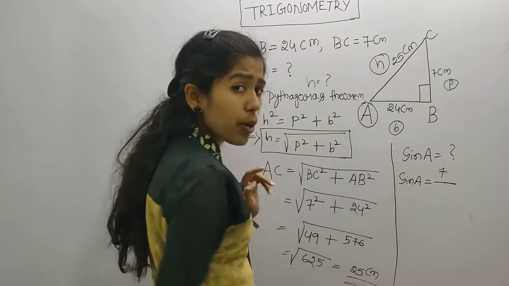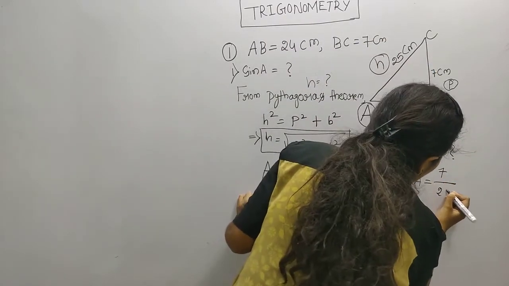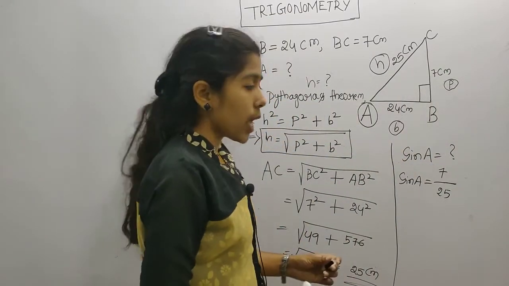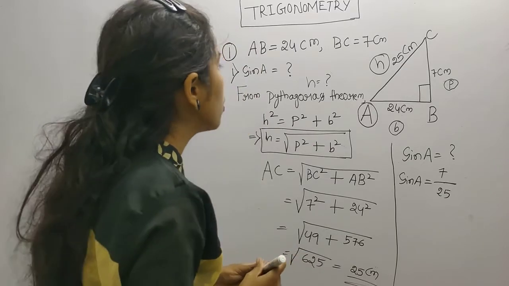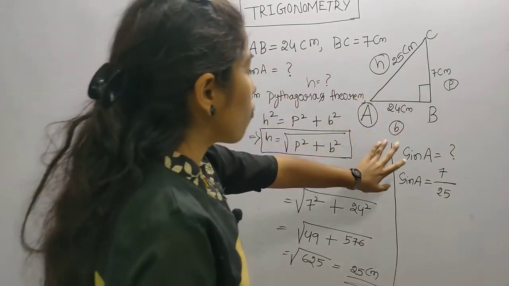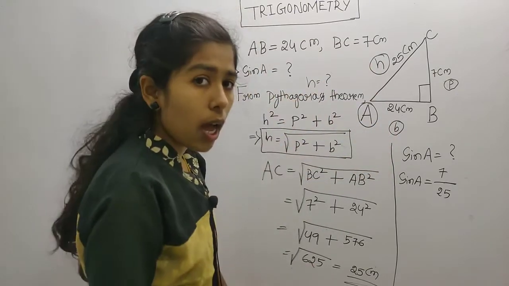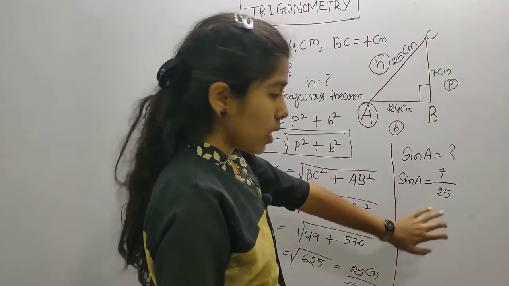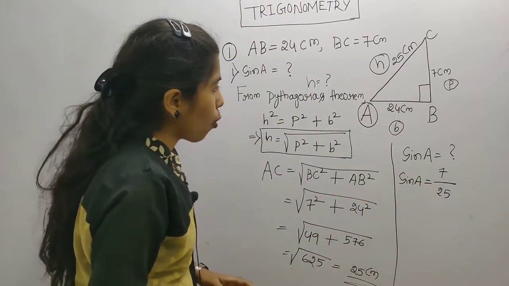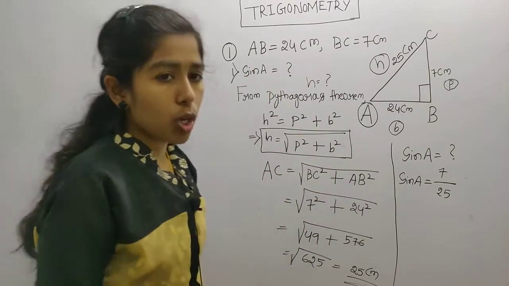The hypotenuse, I said, will remain the same. What is that? The hypotenuse is 25. So what did we get? Sine A equals 7 by 25. Over. So our question is already completed. AB given, BC given. First we found AC using this formula. After that we came to sine A. Sine A is 7 by 25, P by H. Over. Next, like this only, we will find cos A.